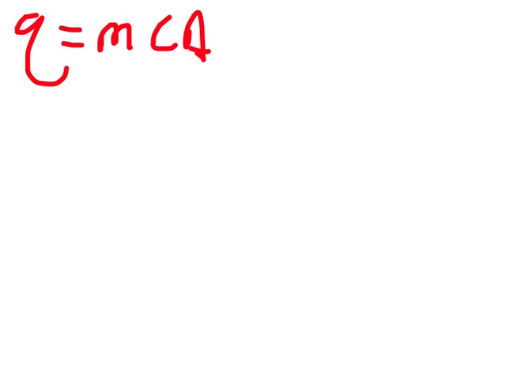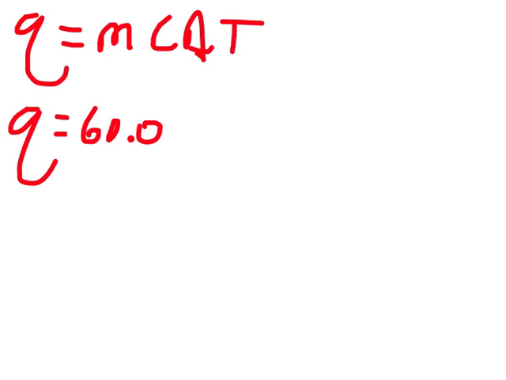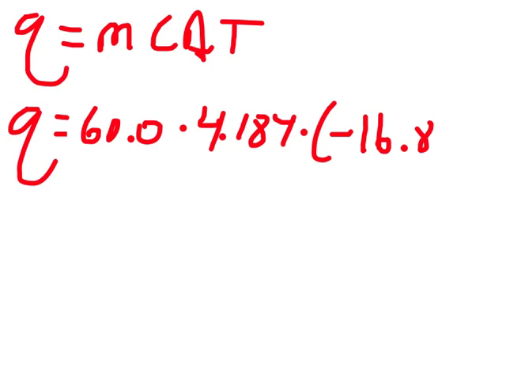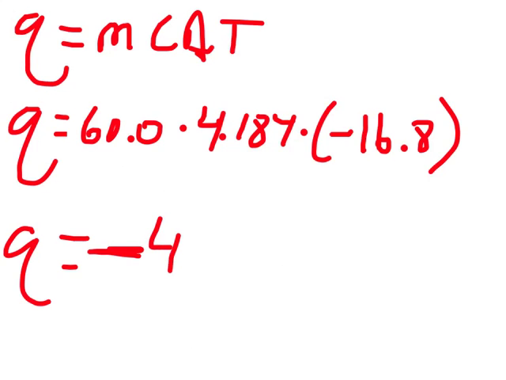What we're going to do with that now is actually substitute. So Q equals mc delta T. Q is equal to 60.0 times 4.184 times negative 16.8. Okay, remember our final units are going to be joules, and when you multiply all of those together, you do end up with a negative 4,220 joules.